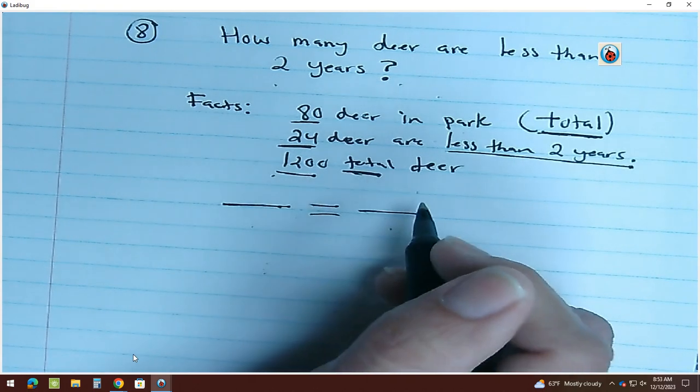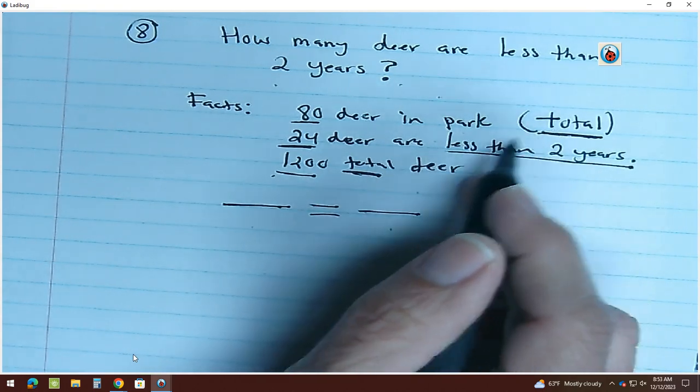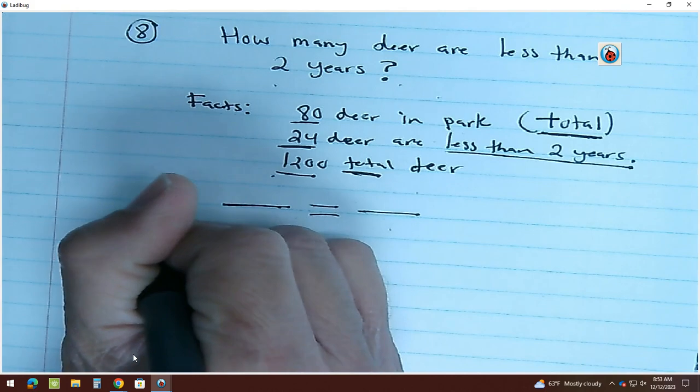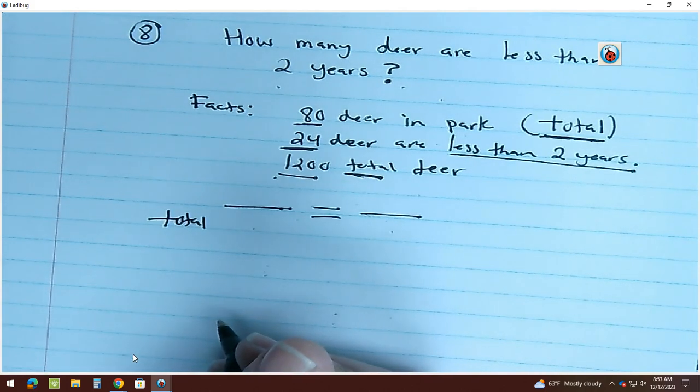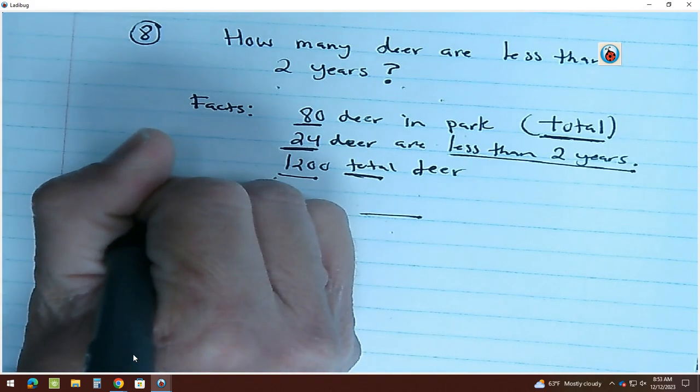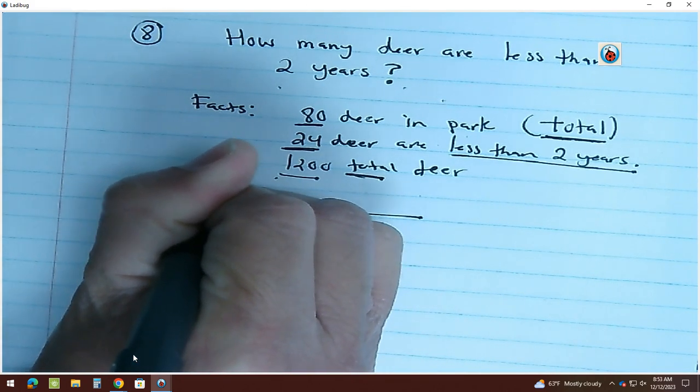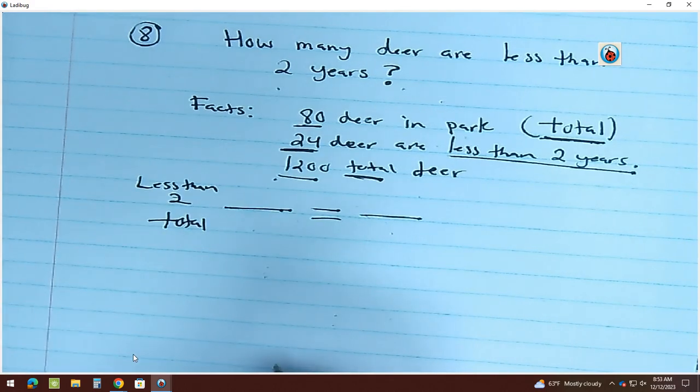So what words am I going to use? Total. Obviously, I'm going to use total because that one is there. So I'm going to put total on the bottom. We always want to put total on the bottom. And who would I put on the top then? Who would go on the top then? Less than 2 years old. Less than 2. Va arriba.